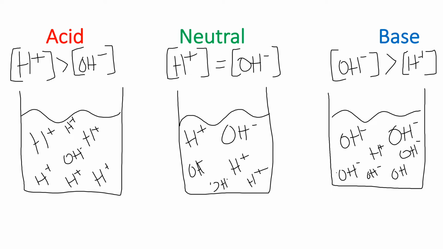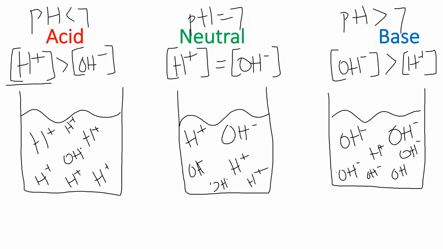So these properties are what gives acids a pH of less than 7. This is what gives neutral solutions a pH of 7, and that's why bases have a pH of greater than 7. So pH less than 7 means there's more hydrogen ions. pH equal to 7 means there's an equal concentration, and bases, which have a pH of greater than 7, means we have more OH minus ions in solution.